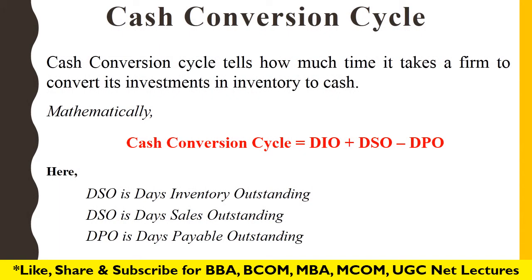The cash conversion cycle tells how much time it takes a firm to convert its investments in inventory to cash. Or we can say it is the time the company takes to turn its inputs into cash. This definition is clearly explainable by this figure, and mathematically we can represent cash conversion cycle as DIO plus DSO minus DPO. Here DIO is days inventory outstanding, DSO is days sales outstanding, and DPO is days payable outstanding. We will discuss these in detail.